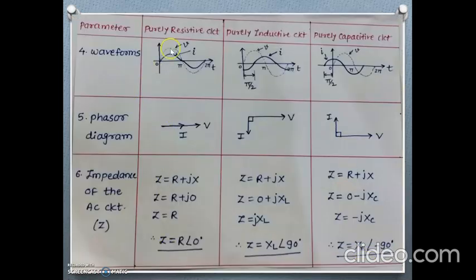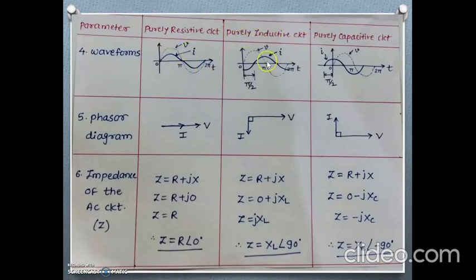Let's draw the waveforms. In a purely resistive circuit, as voltage and current are in phase, these waveforms start at the same point, attain their maximum value at the same time instant, then again achieve their zero value at the same instant, then again negative maximum at the same instant, and again zero at the same instant. That means voltage and current are in phase with each other.